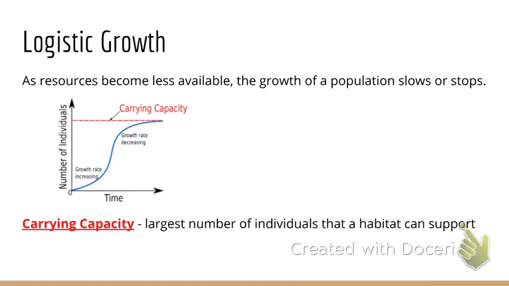So what really happens is what's called logistic growth, and so you can see here you have exponential growth, and then it slowly tapers off as it reaches what we call carrying capacity. Carrying capacity is the largest number of individuals that a habitat can support. So it's like the maximum number that can fit in a particular habitat, and that's based off of resources and that kind of stuff.